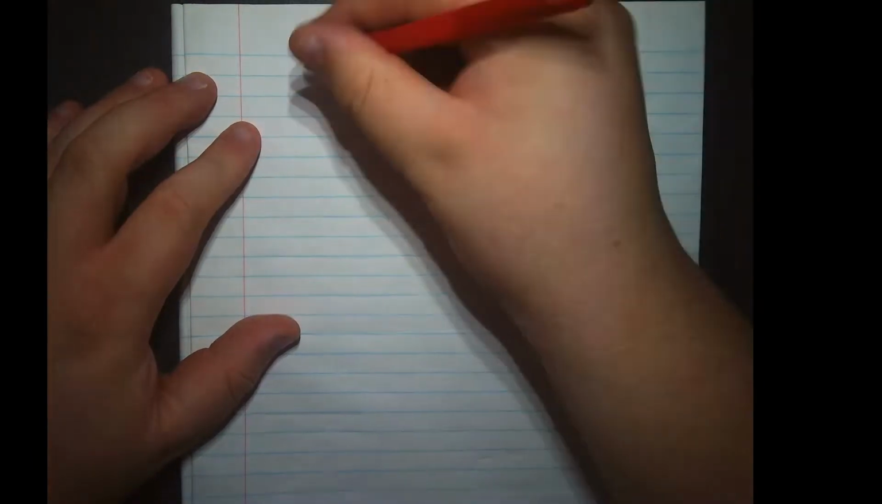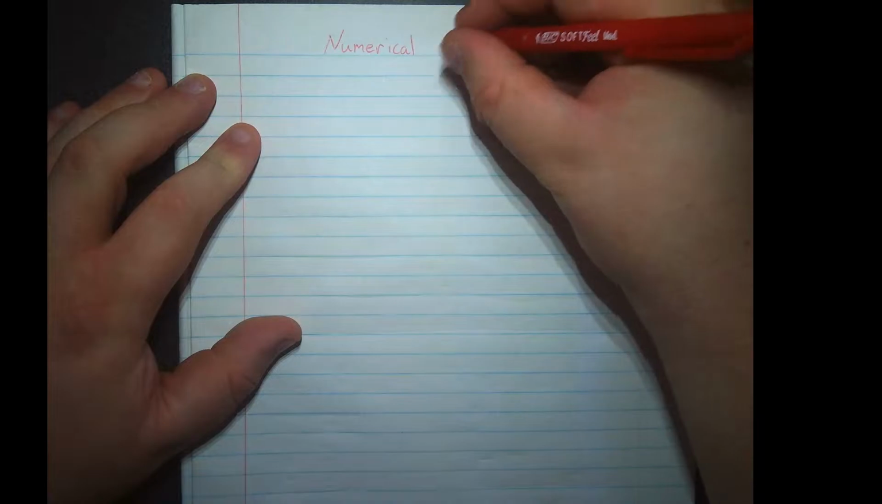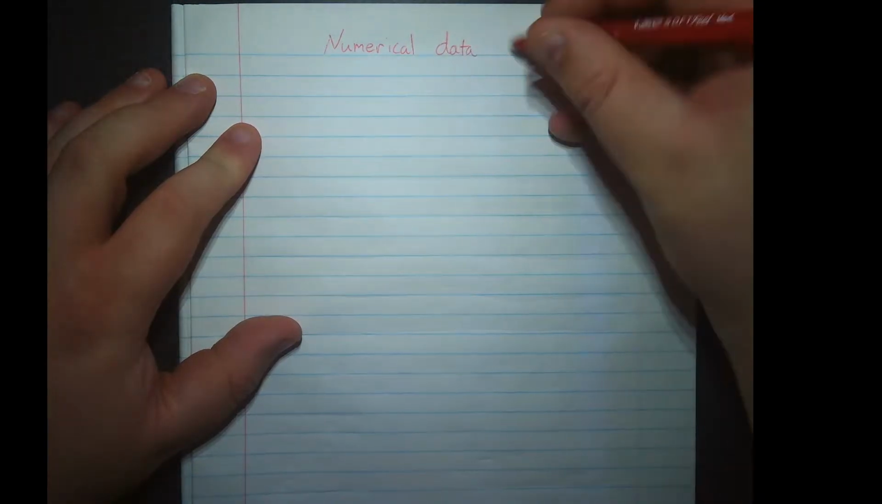Okay, so last class we were talking about categorical data in particular, and talking about how we can represent categorical data. This time we're going to be looking at numerical data distribution. So that's our title here: numerical data distribution.